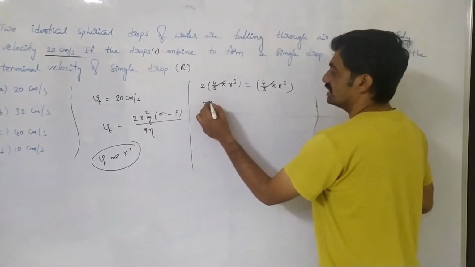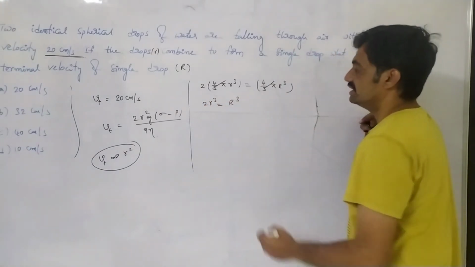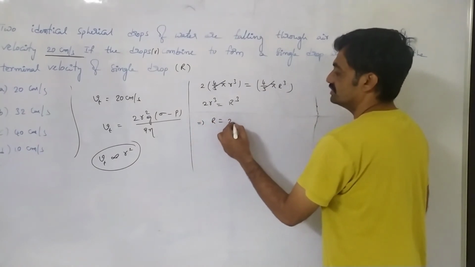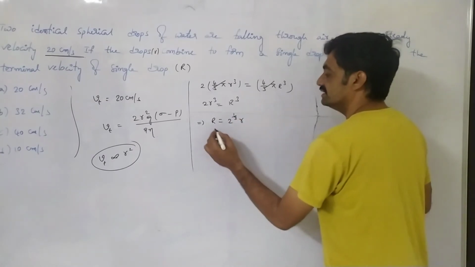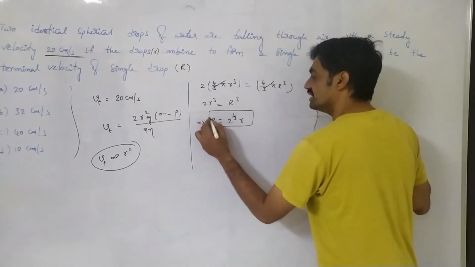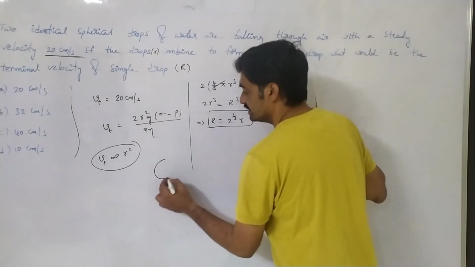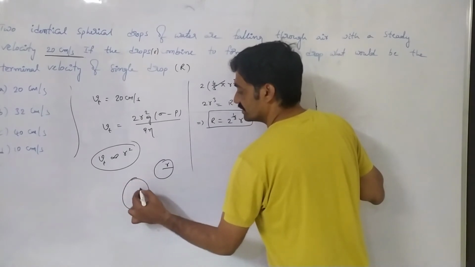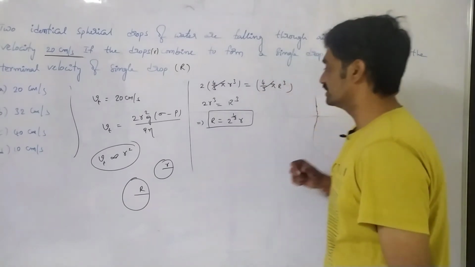Next, 2r³ is equal to R³. Then from this side, capital R equals 2^(1/3) r. This shows the relation between the radius of the smaller drop as well as the radius of the bigger drop, which is formed due to the combination of two smaller drops.